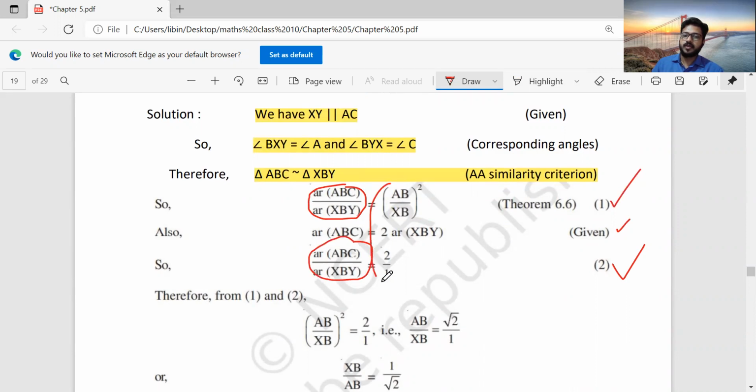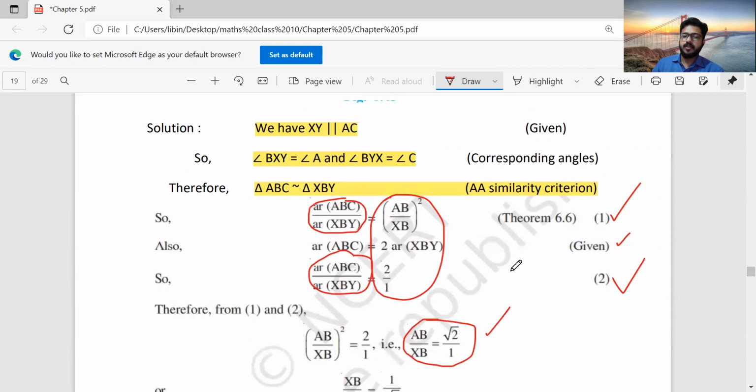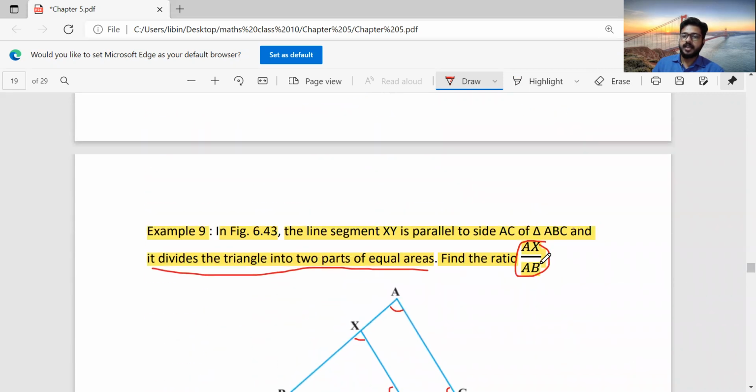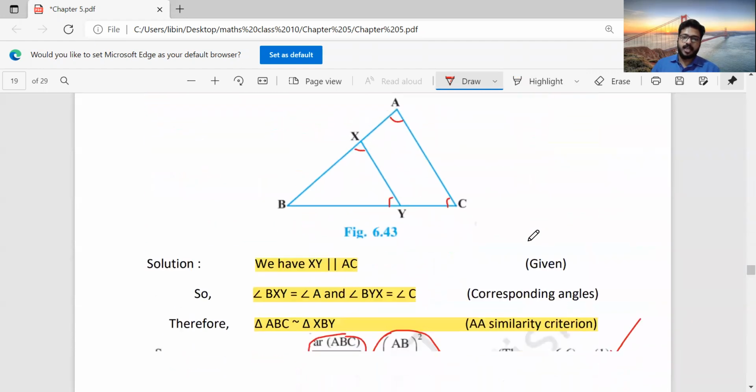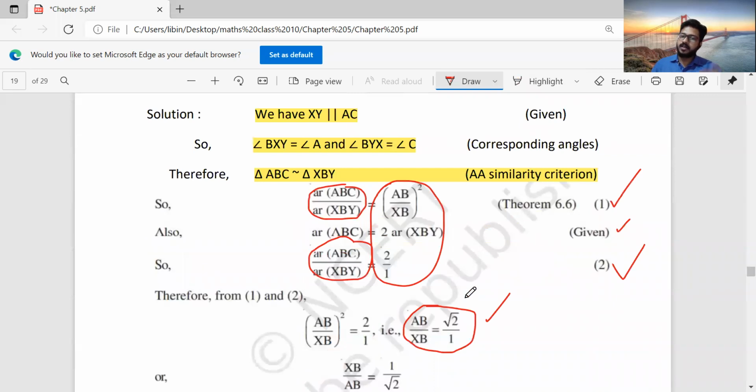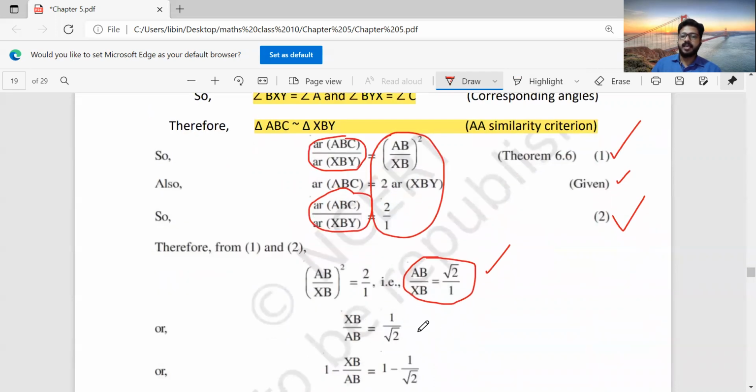So the RHS should also be equal. That is (AB by XB) whole square is equal to 2 by 1. Therefore AB by XB is equal to root 2 by 1. Now look at our question. Here AB is in the denominator, not in the numerator. So how can we make the AB, which is in the numerator of this side, the denominator? Just take the reciprocal. That's why we are writing XB by AB is equal to 1 by root 2.